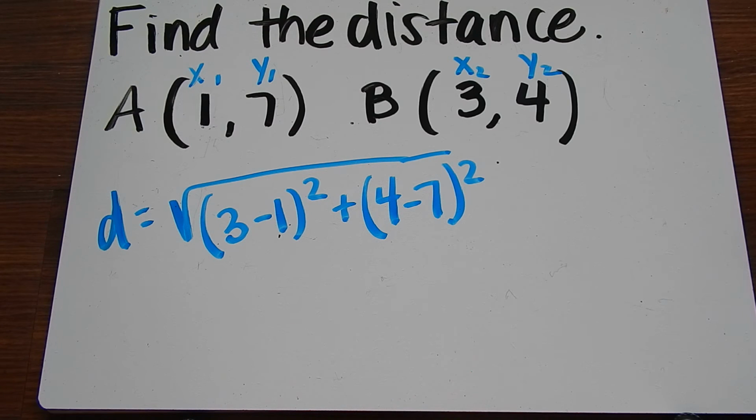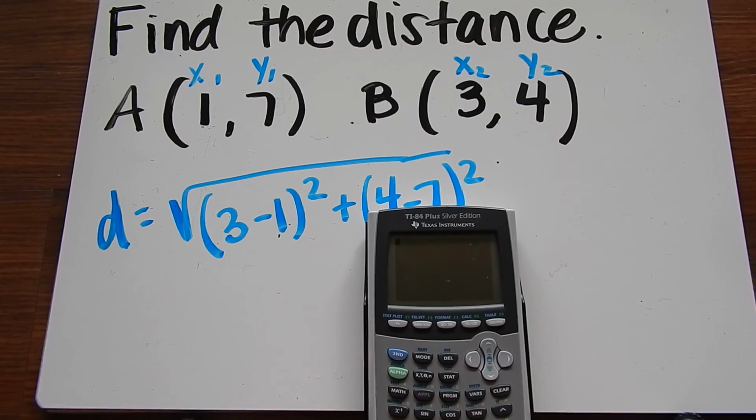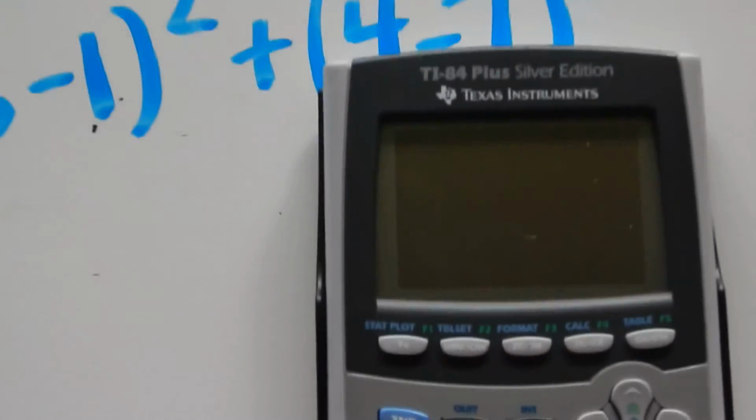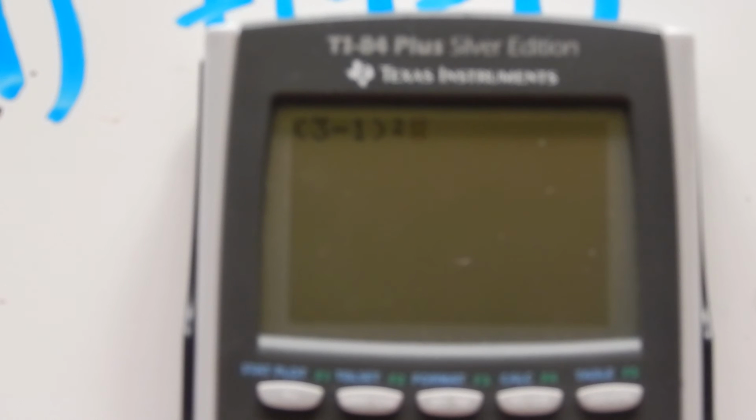Now, again, we can plug it straight into our calculator and solve. Make sure you put the parentheses where they need to go. So we have 3 minus 1 squared plus parentheses 4 minus 7 squared. The squared needs to go outside the parentheses. And we get 13. So D is equal to the square root of 13.